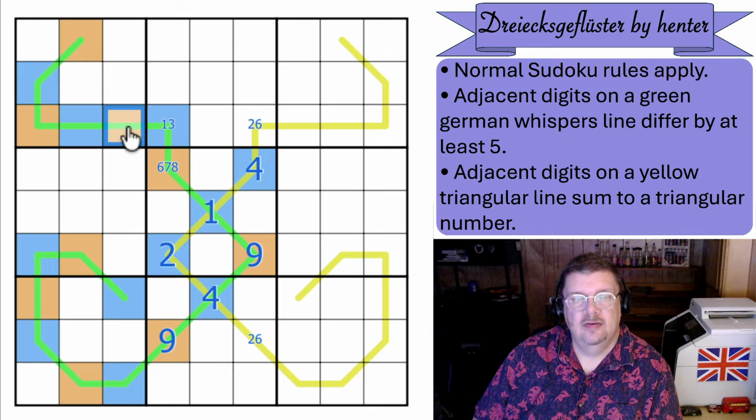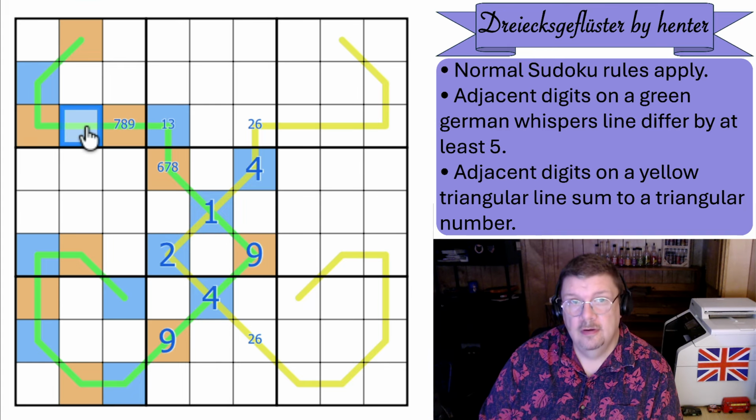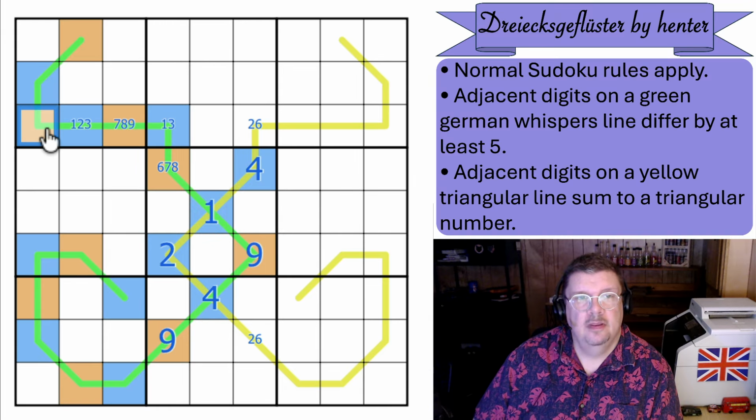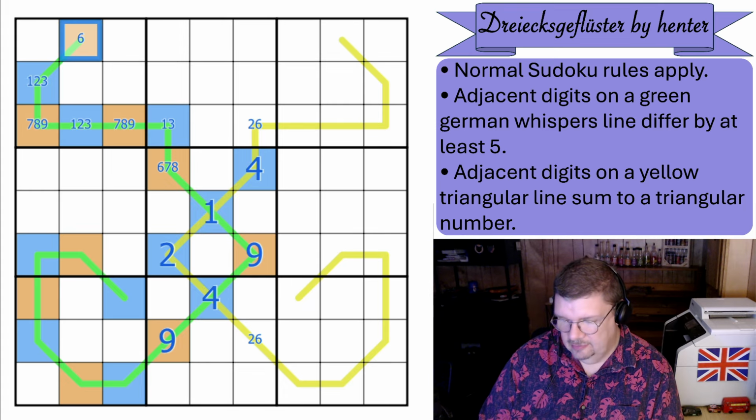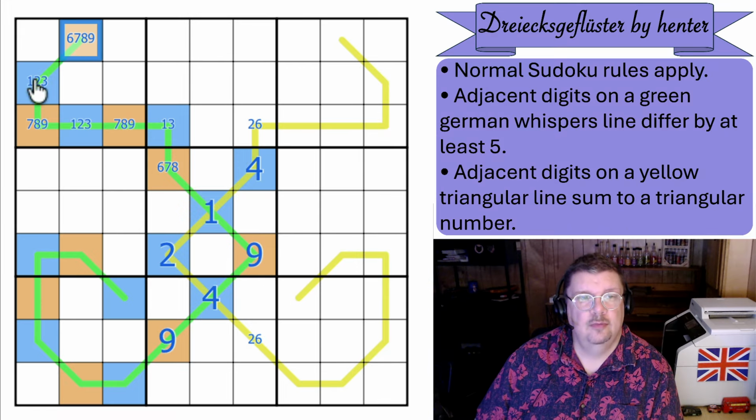Because this can't be a 6 because I can't put both of those ones, so that's 7, 8, or 9. That can't be a 4, so that's 1, 2, or 3. That can't be 6, that's 7, 8, 9. That's 1, 2, 3. That is 6, 7, 8, or 9, because that could be 6 with a 1 here. Alright.